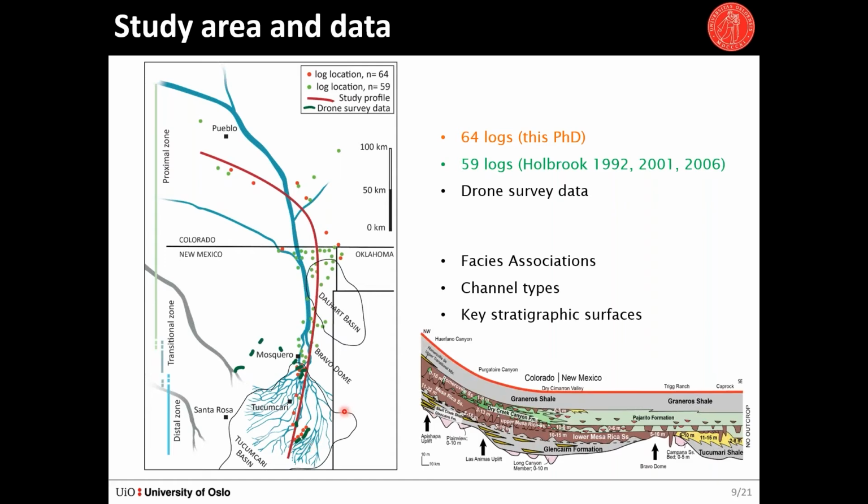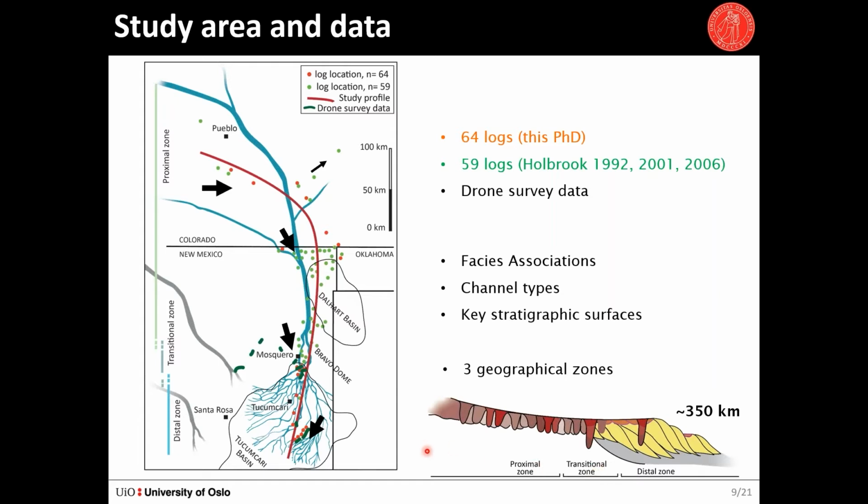We did the usual facies analysis, grouped them into facies associations, identified channel types and key stratigraphic surfaces, and then we have this resulting profile, and the direction follows the average paleocurrent. But it has quite a bit of detail, and for the rest of the talk I have simplified it into this and divided it into 3 geographical zones with a proximal, transitional and a distal zone. I will now take you through a down dip journey. Basically, I will show you how the rocks look.